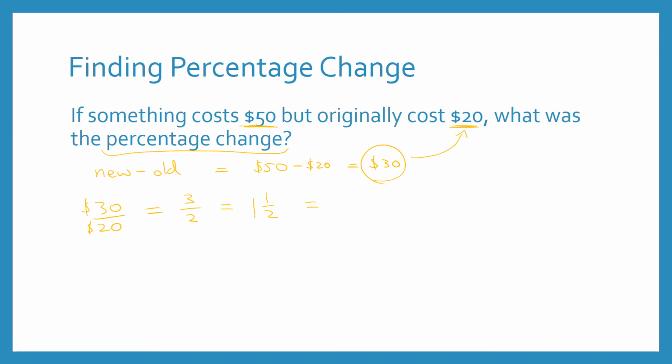Then we could turn this into a percentage, and our percentage this time is 150%. Because we have a whole and a half, we get 100% plus 50%. So this time, we've had a percentage change of 150%. And we have a positive number, so it's going to be 150% increase.